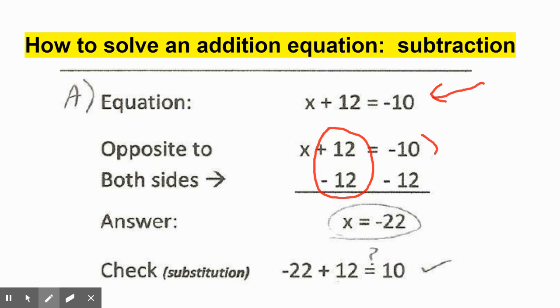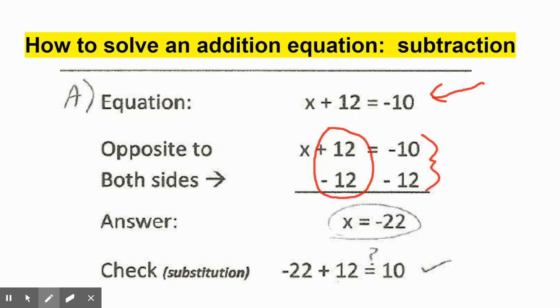This is what I want to see today, that you're showing me that that minus 12 is on both sides of the equals, right? Make sure you know it's on both sides of the equal sign. Sometimes people take it away on the same side. It has to be on both sides of the equals, right? It has to keep that balance like we talked about before.